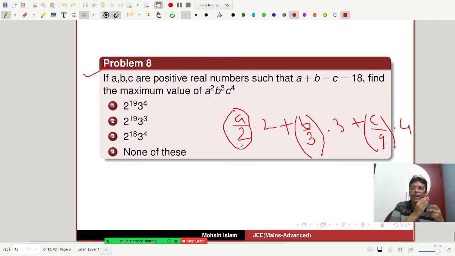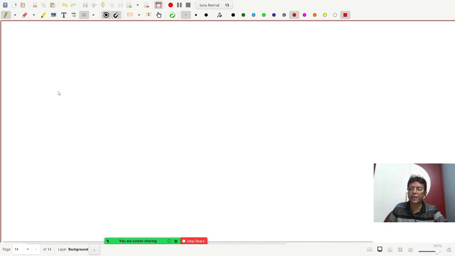And if you take the weights in the geometric mean also, it will be a by 2 whole squared because the weight is 2. It will be b by 3 whole cubed because the weight is 3. It will be c by 4 whole to the power 4 because the weight is 4. So that will give you this term. I want this term. Actually, this term is a product and you have an addition here. That means you have to use AM greater than or equal to GM. Not only simple AM greater than or equal to GM, but you have to take the weighted arithmetic mean and weighted geometric mean. So let me write.